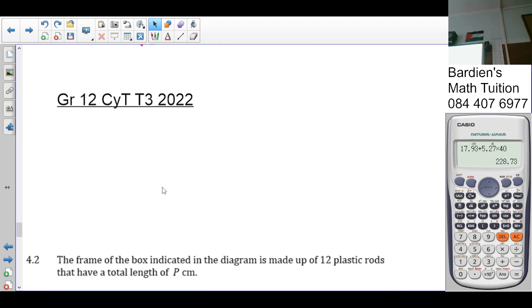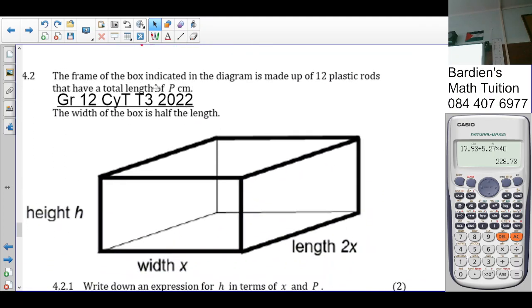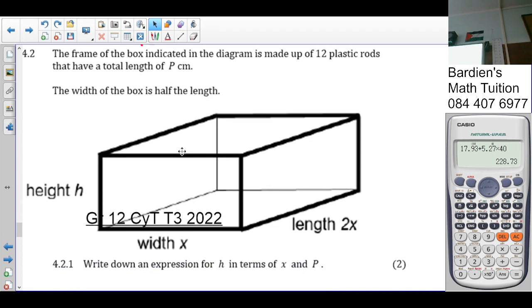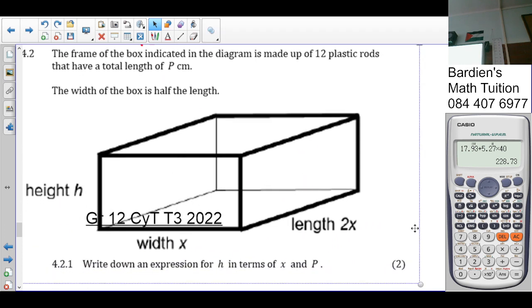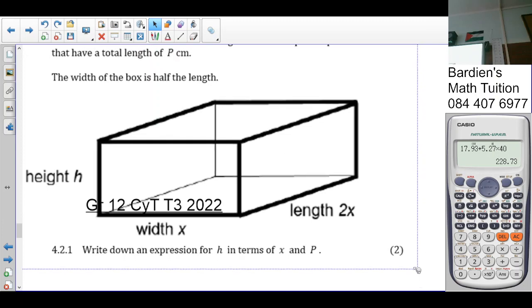The next one, 4.2. The frame of a box indicated in the diagram is made up of 12 plastic rods that have a total length of p centimeters. Okay.